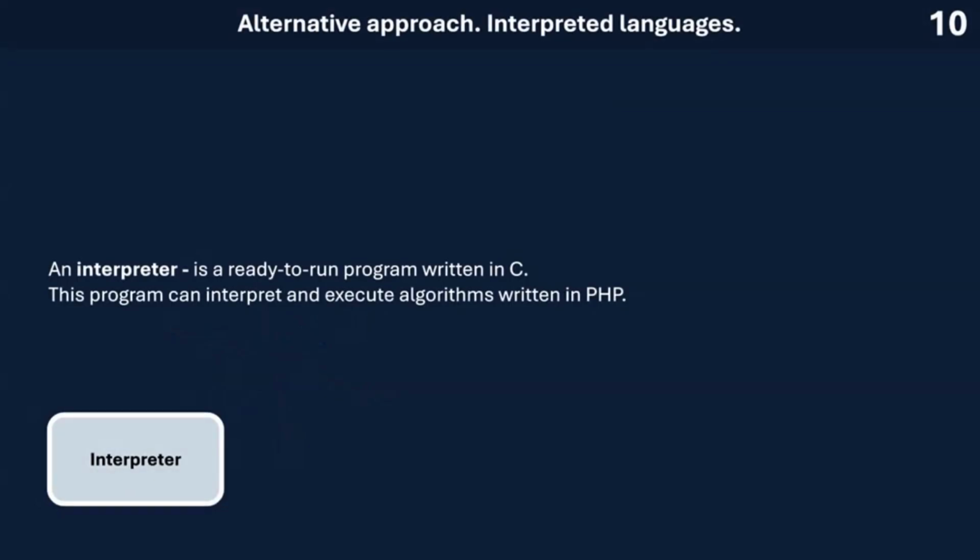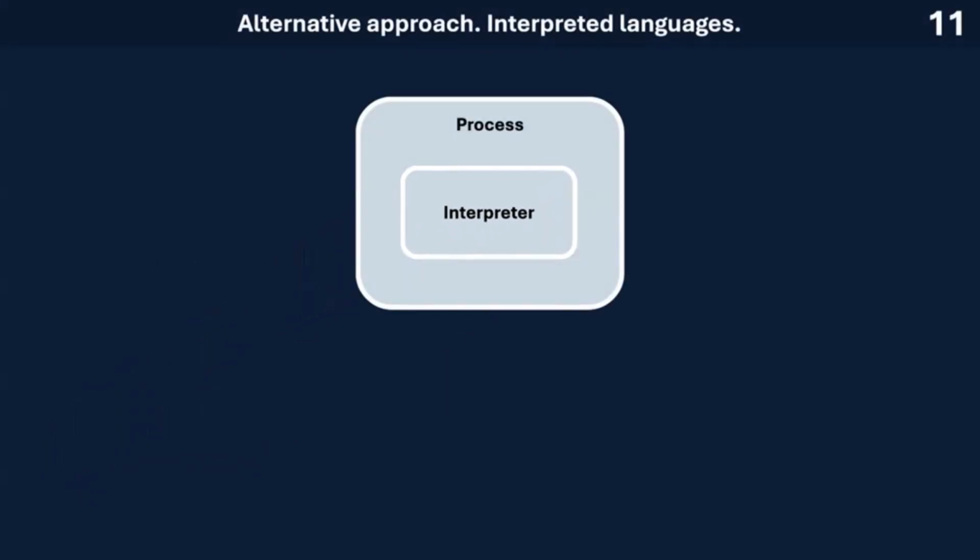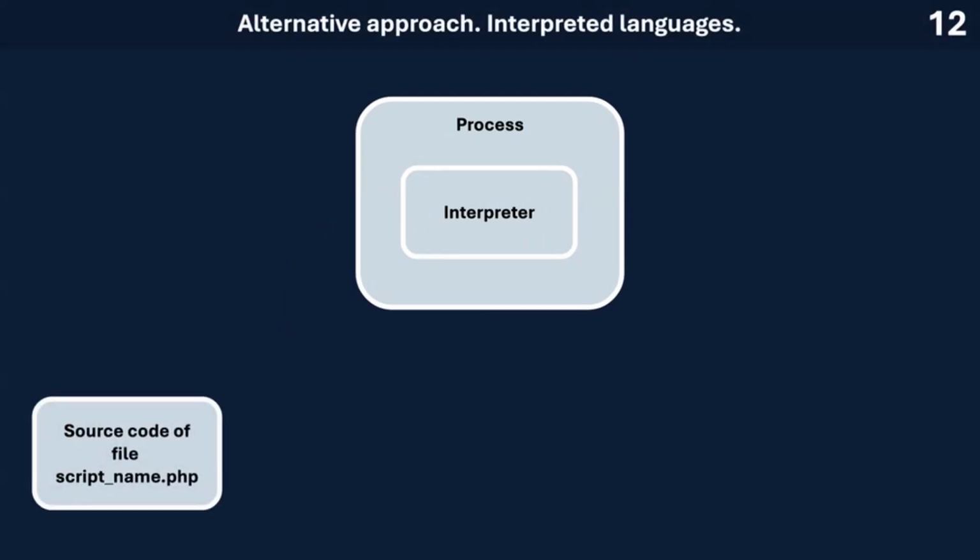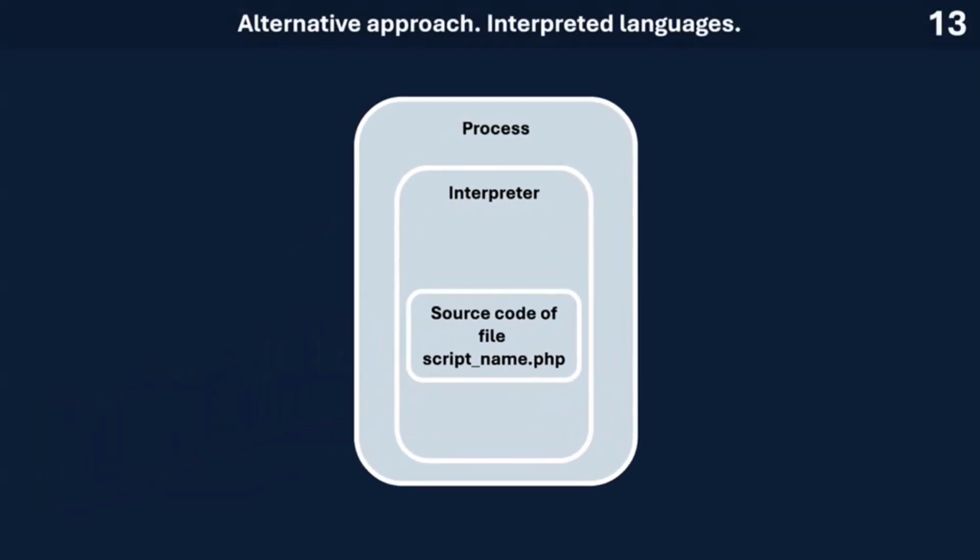The first thing that starts in this scheme is the interpreter. For clarity, let's define the terms. An interpreter is a ready-to-run program written in the C language. This program can interpret and execute algorithms written in PHP. After the interpreter is launched, a process appears in which the interpreter's instructions are executed in the context of its data. The interpreter will receive the path to the file describing the algorithm in PHP, execute our algorithm, and return the string result to the output stream.